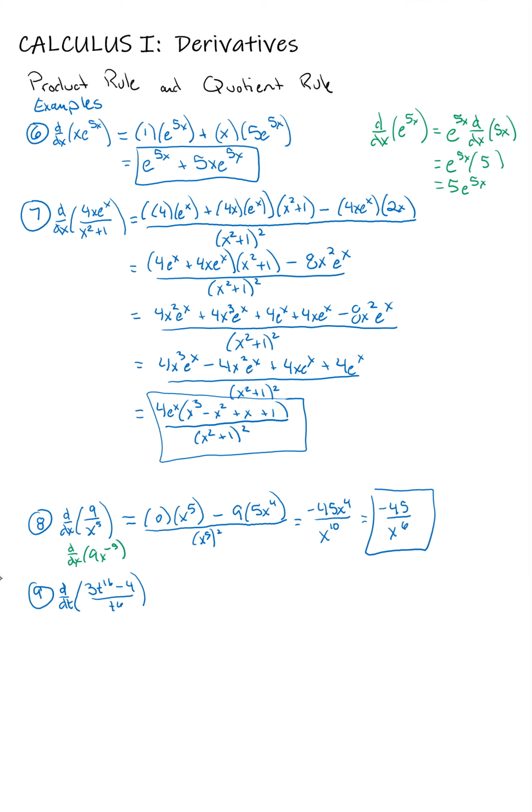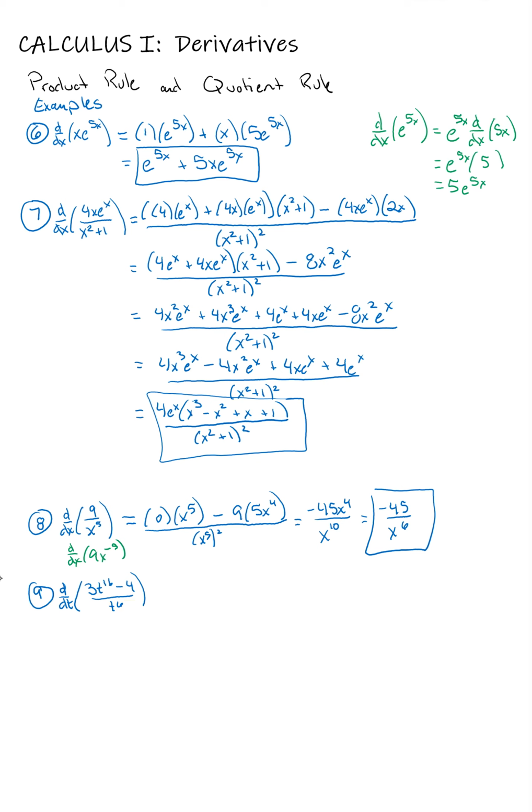All right, let's also see if we can use the quotient rule on this last example, number 9, d dt of 3t to the 16th minus 4 over t to the 6th. Well, again, there are a couple of ways of doing this. I want to go ahead and treat this like a quotient, though. That's what it looks like. My numerator is my first function, 3t to the 16th minus 4. My denominator, t to the 6th, that's my second function.